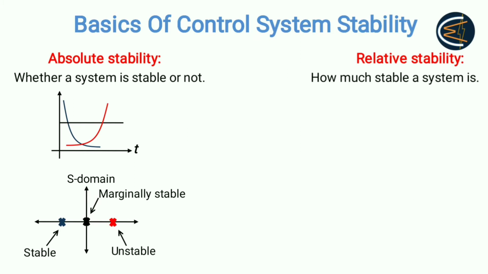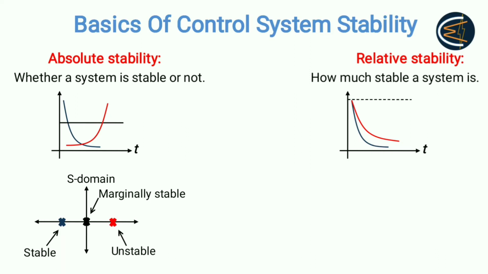Okay, so now let's see relative stability. See, both the time domain responses are stable, but between these two, the blue one is more stable than the red one. Why? Because that blue one is converging towards zero faster, at a higher speed or at a higher rate. So this blue one is more stable than the red one.